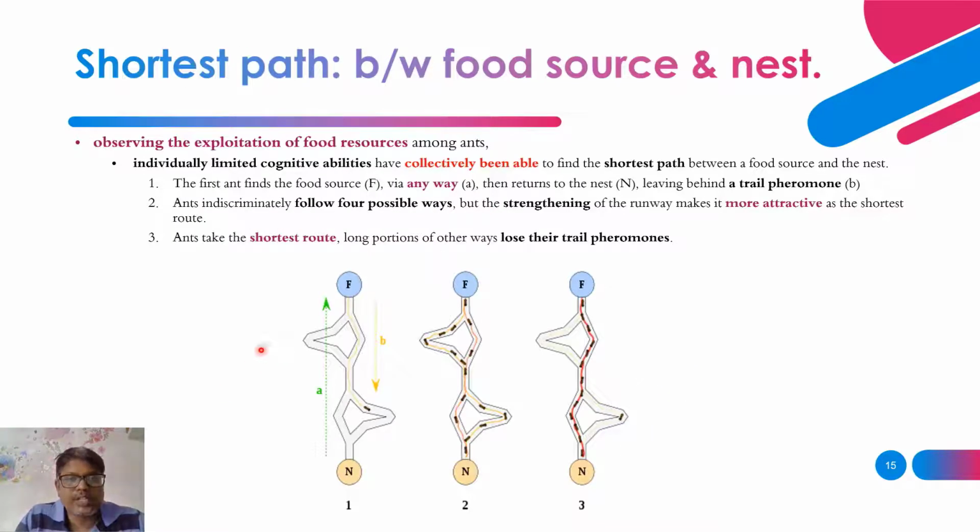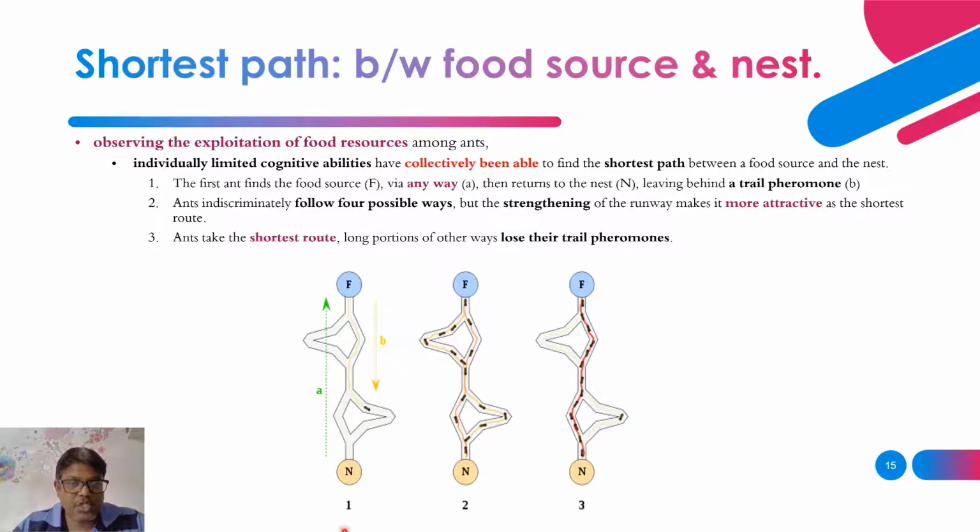That's it. So here is one example we are taking. Another example, observing the exploitation of food resources among the ants. They have come up with some decision with three different picture representations. From this, what we understand, the first point is, as we already discussed, a single ant cannot solve a complex problem. It's a collective effect. Individually they have limited cognitive abilities, but collectively they are able to find the shortest path between the food source and the nest. That has been explained with these three pictures.